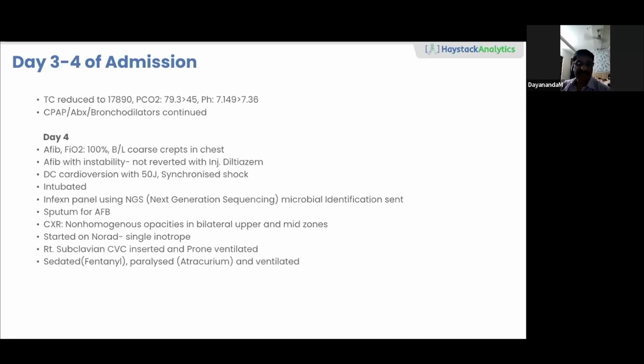And she was intubated and an infection panel using NGS, the next generation sequencing, that's what we are talking about today, was sent. Sputum was also sent for AFB, acid fast bacilli, and a repeat chest X-ray post-intubation showed non-homogeneous opacities in bilateral upper zones and mid zones as well. So she was started on NORAD, a single inotrope, and a right subclavian central line was inserted, and she was put on prone ventilation, sedated, paralyzed, and ventilated.